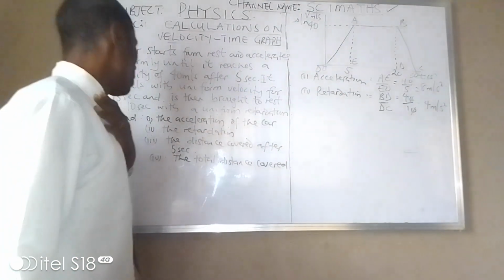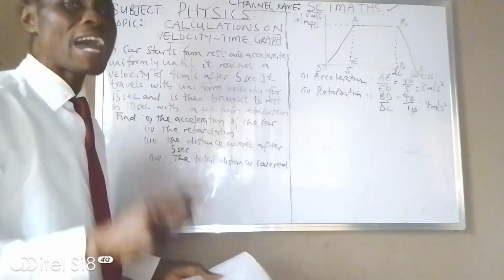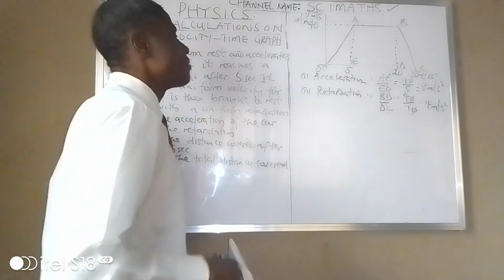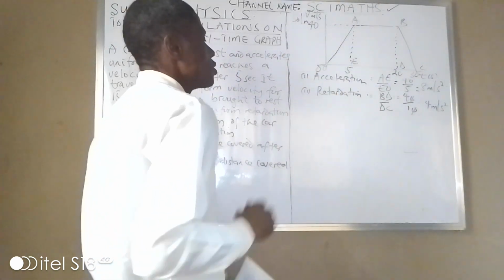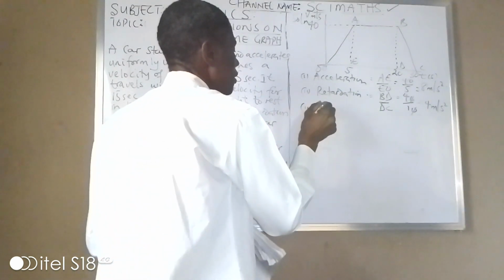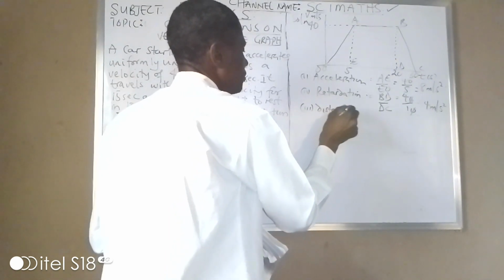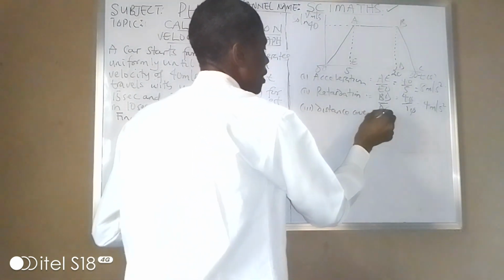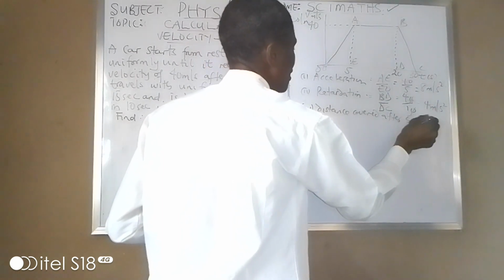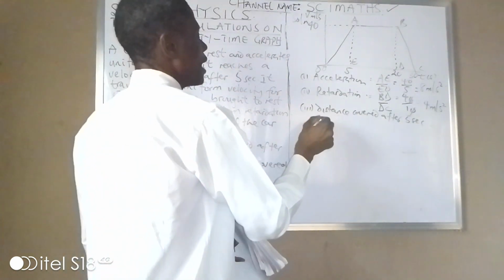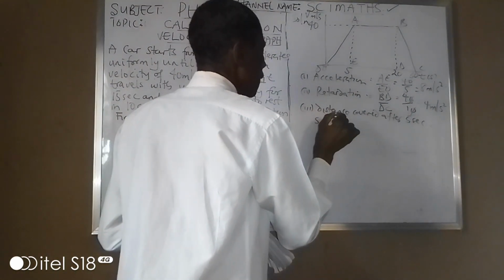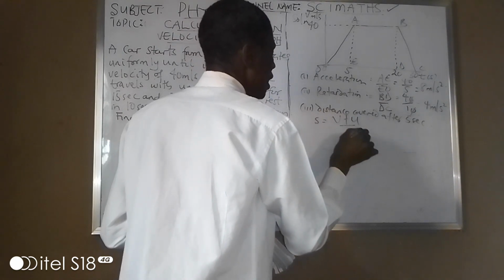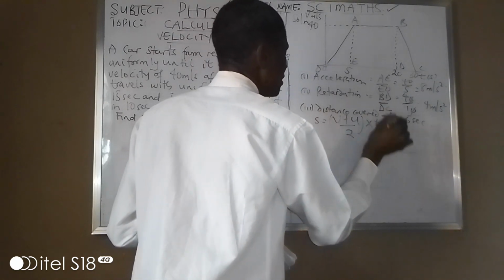Now what about the third question? The distance covered after 5 seconds. So the distance covered within this duration, after 5 seconds. How do you solve that? We have known from the equations of motion, as I have told us, that distance is v plus u all over 2 multiplied by t, under the equations of motion.